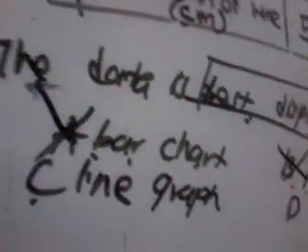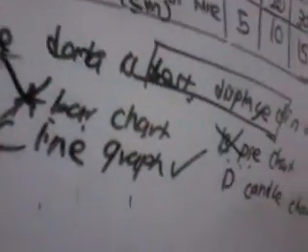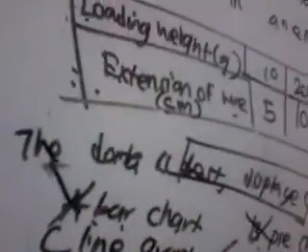C, line graph. A line graph is suitable for loading rate and extension. Why is it suitable? Because we have 5 values here, 5 columns, so it is really suitable for the line graph. We can easily use the line graph. A line graph is suitable for loading rate and extension of wire for the experiment. It's suitable for the experiment too. D, candle chart.